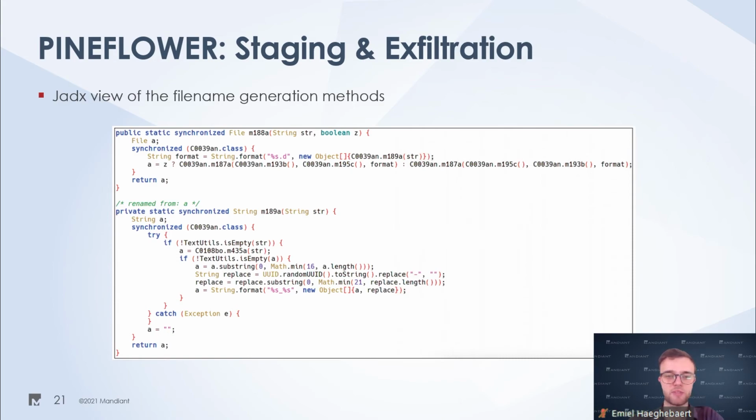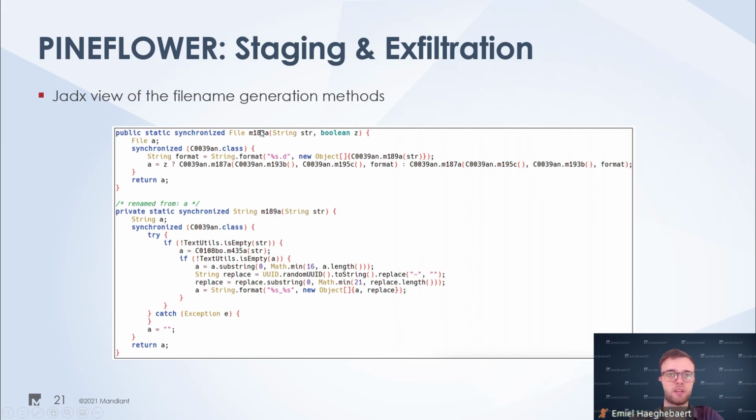Okay, so then staging and exfiltration. In code view, this is a representation of the Java code for the file generation method that we just discussed. We can see, for example, this line here grabs the first 16 characters of the variable a, which in itself calls another method that in fact returns the SHA-1 value of the command name. It then also generates the random UUID and replaces the dashes with nothing, and then finally it concatenates the two together.